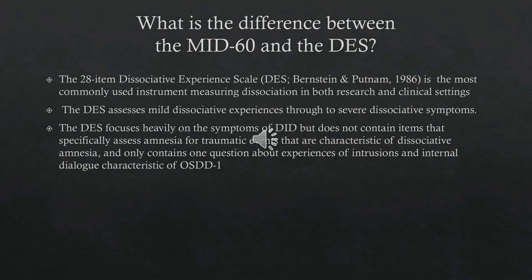The DES is still an excellent instrument. So if you are suspecting that somebody has DID, then it is completely appropriate to be using the DES. If you are looking for a broad, you're thinking there's dissociation going on, but you're not really clear what it is, there seems to be a bit of depersonalization, there seems to be some kind of self-states maybe, but it's not that clear, then the MID-60 may give you a stronger picture of what's going on.